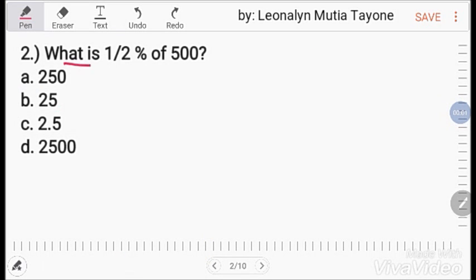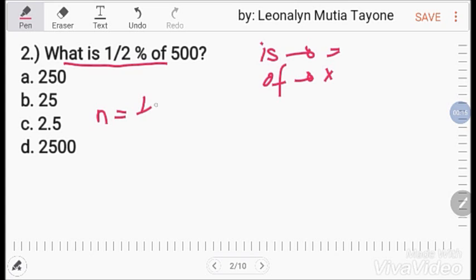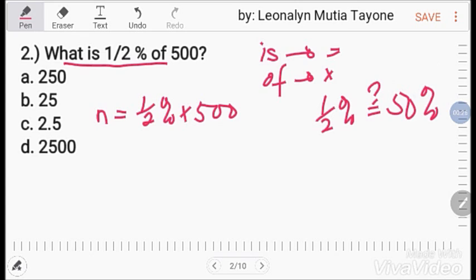Number 2, what is 1/2% of 500? So as always, yung "is" equals at yung "of" ay multiplication. So let n be our number equals 1/2% of 500. Ngayon, itong 1/2%, is this equal to 50%? Hindi po. Kasi ang 1/2% is 0.5%. Ang 50%, kung percent pa rin, that is 50%. Itong 1/2% na fraction, that is 0.5%.